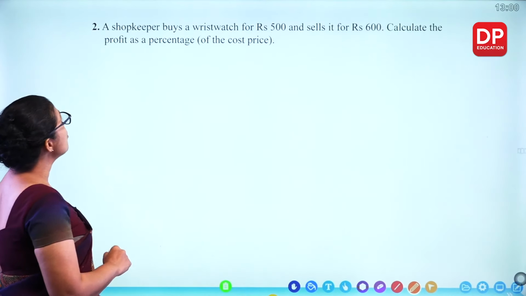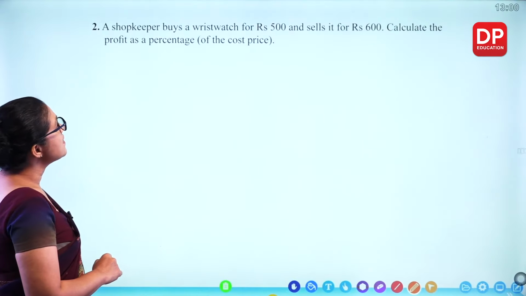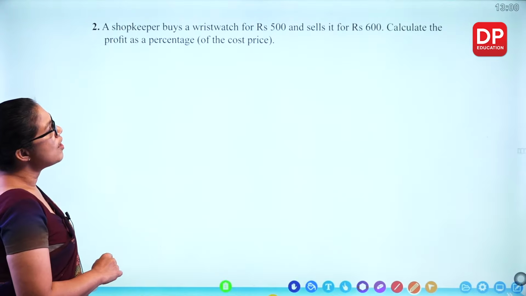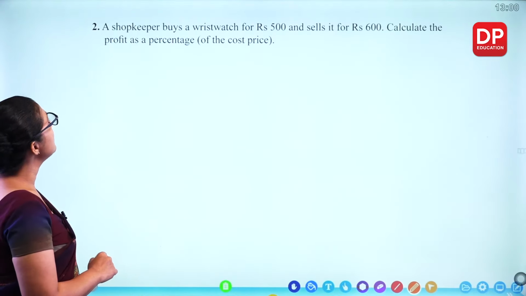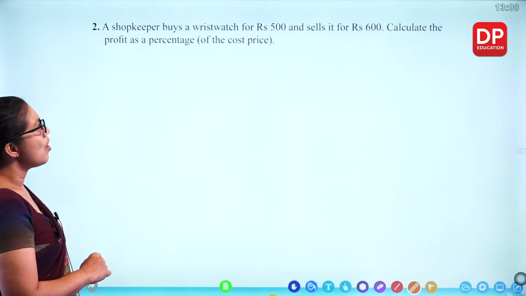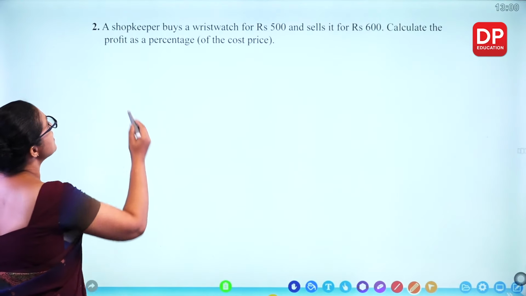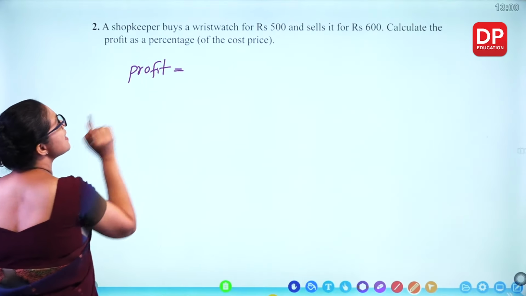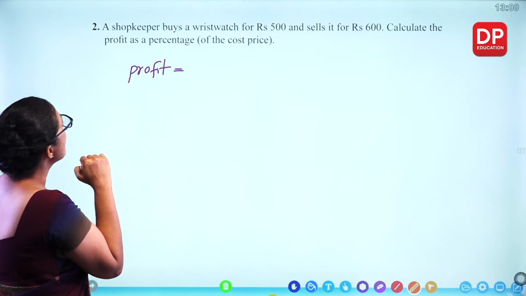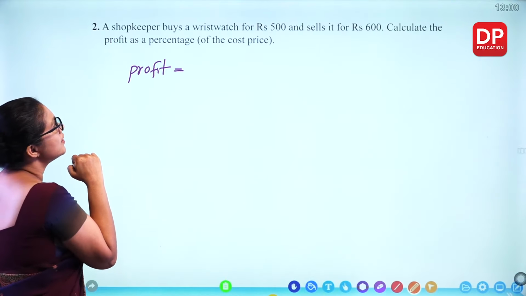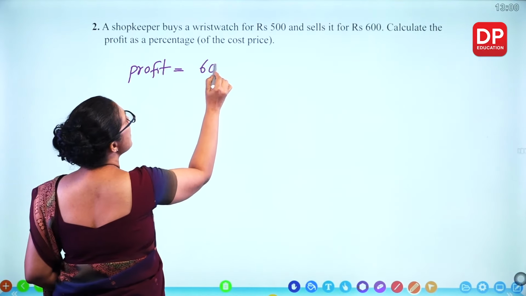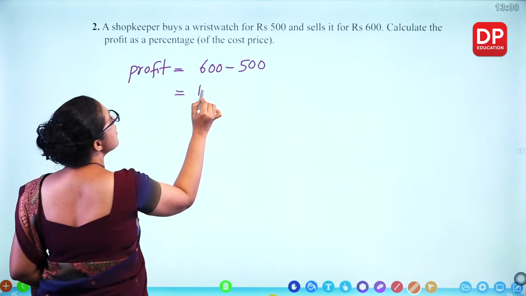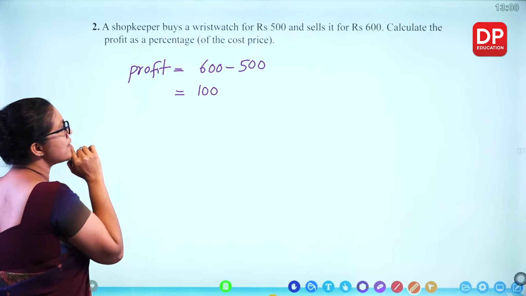Look at question number 2. A shopkeeper buys a wristwatch for 500 rupees and sells it for 600 rupees. Calculate the profit as a percentage of the cost price. So what is the profit? Profit is the difference between the selling price and the cost price, the buying price. So he sold it for 600 and bought it for 500. So what's the profit? 100 rupees is the profit.